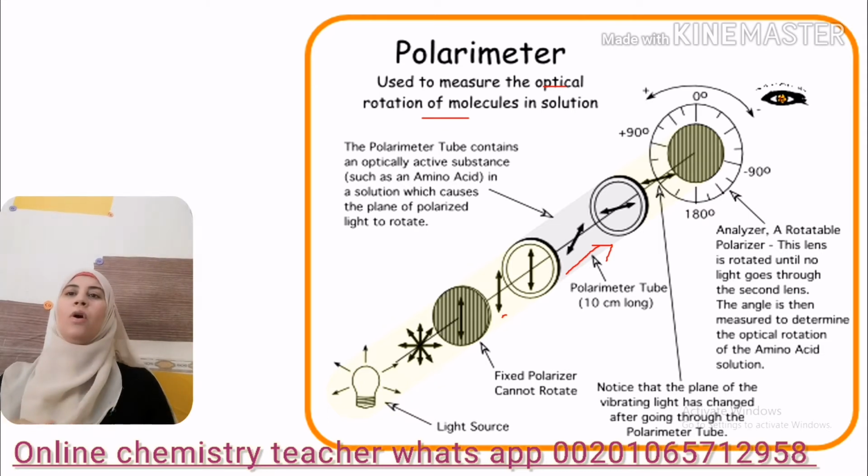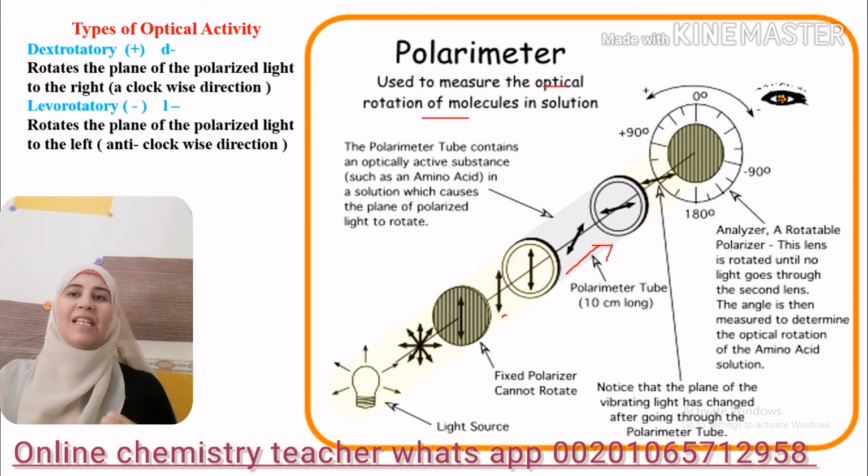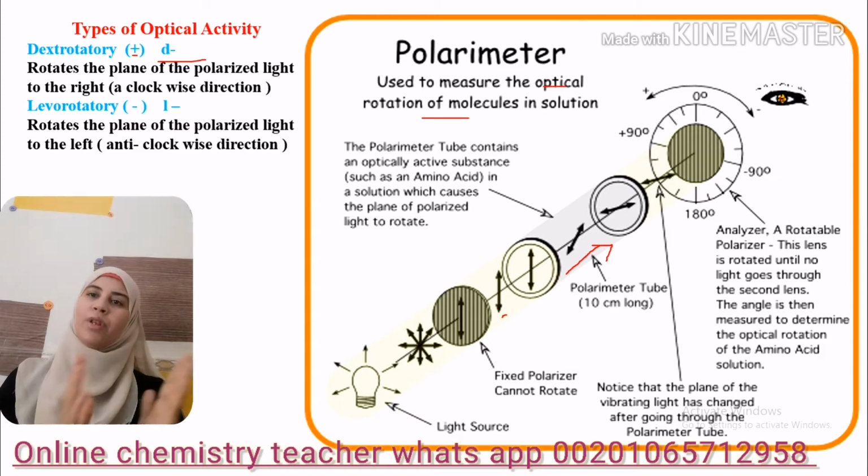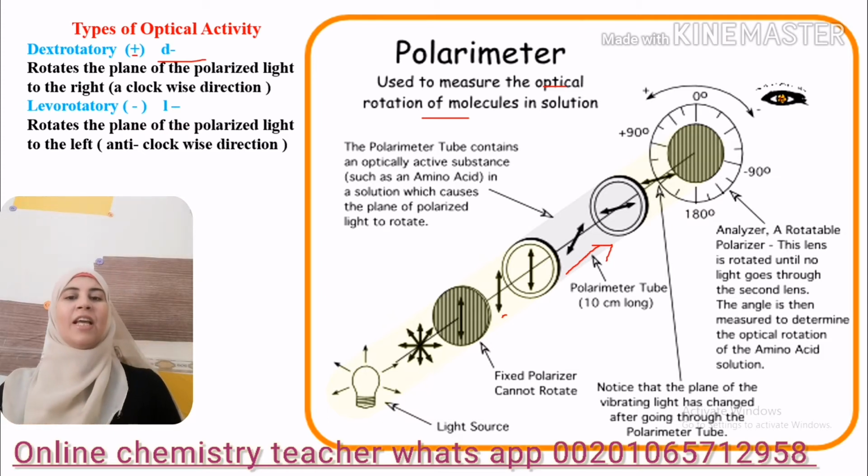Okay, so at first we have two types of optical activity. We have dextrorotatory, plus or D. Dextrorotatory, plus or D, rotates the plane of the polarized light to the right. We can say it rotates the polarized light in a clockwise direction.